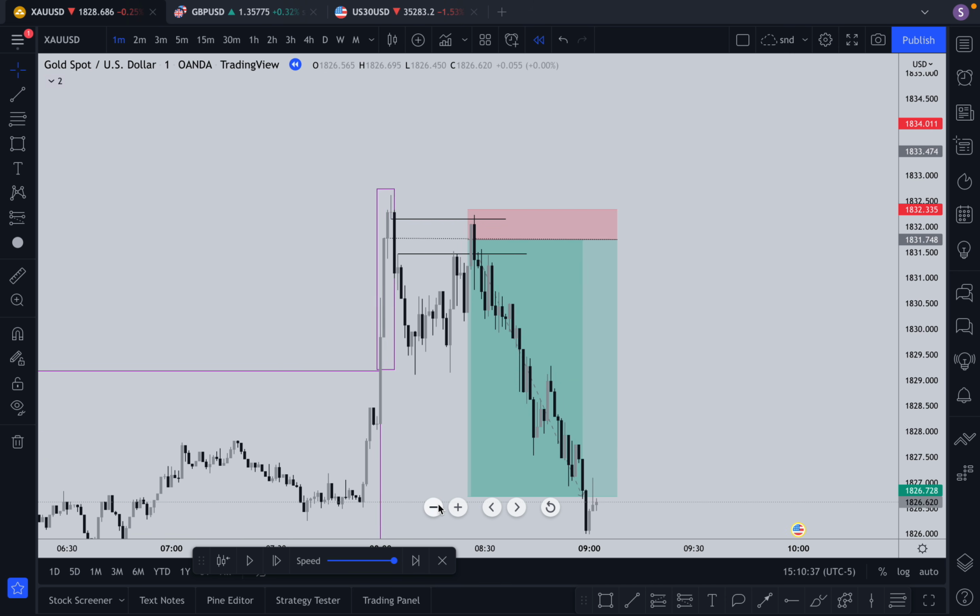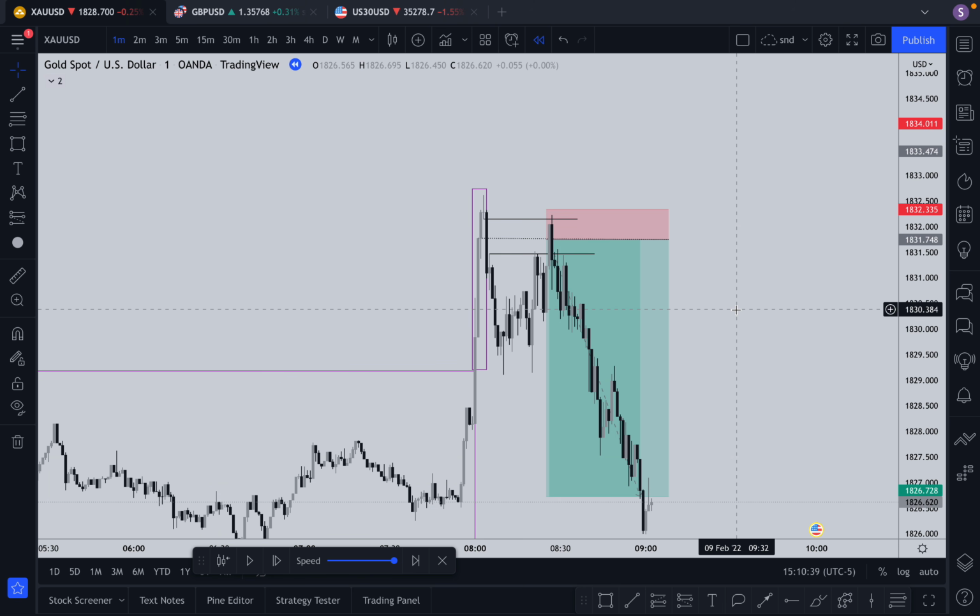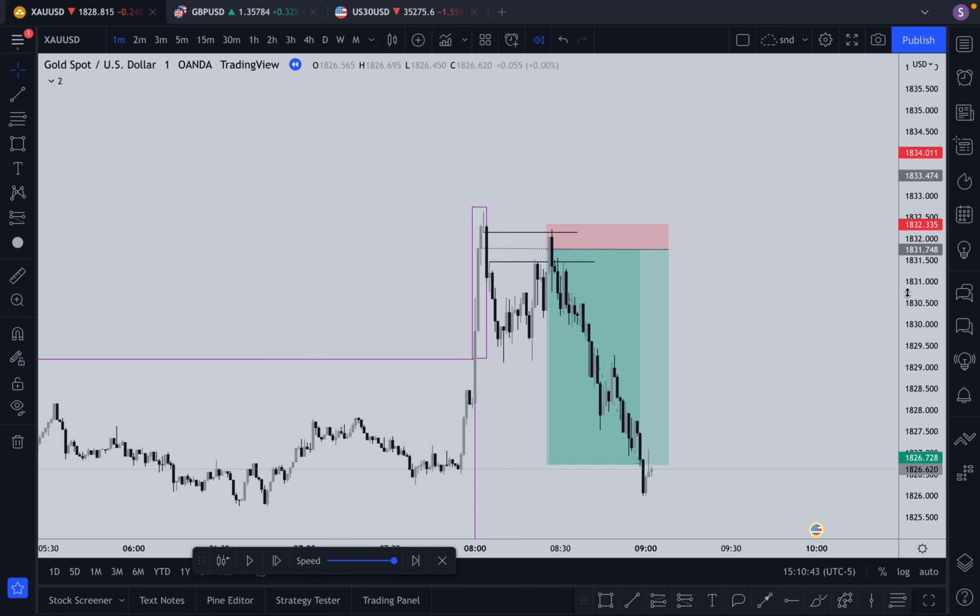It's not about catching more pips for you to make money. Even 10 pips can make you money because the money is in the lot size. What is the lot size that you are using for this entry? That is going to determine your profit, how much you are going to make.